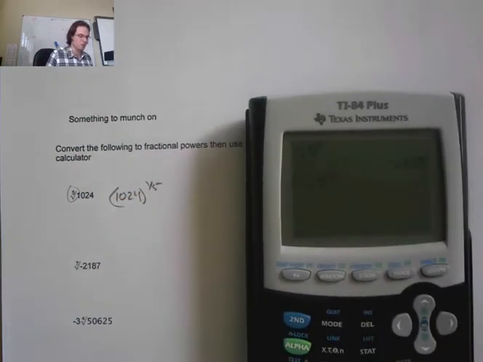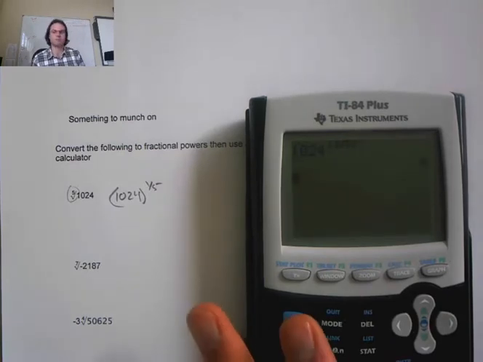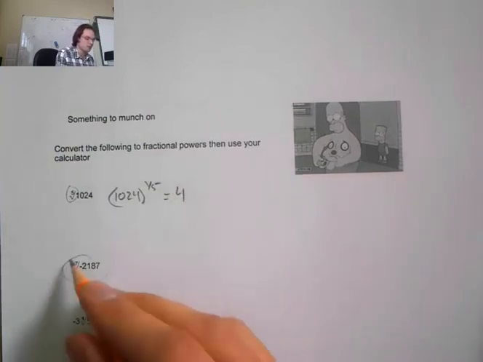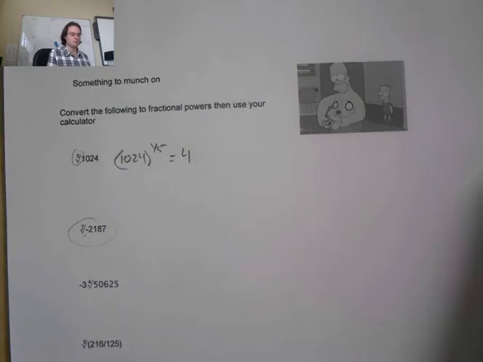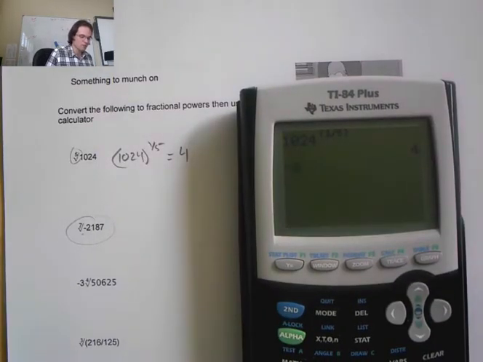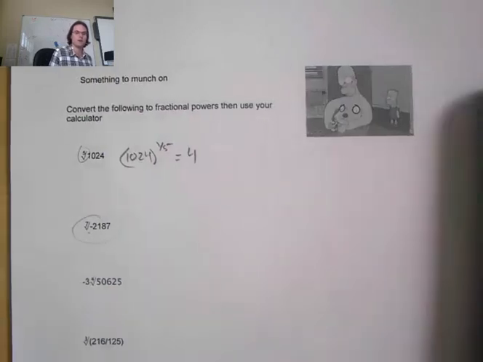Look here, I'm going to have 1024 to the power of bracket 1 divided by 5. And I get 4. See how that works? It's going to give me 4. Negative. Can this one work? Yes, because my index is odd. So let's try this one here. I want negative, clear, put it in my brackets, negative 2187 all to the power of bracket 1 divided by 7, which gives me negative 3.